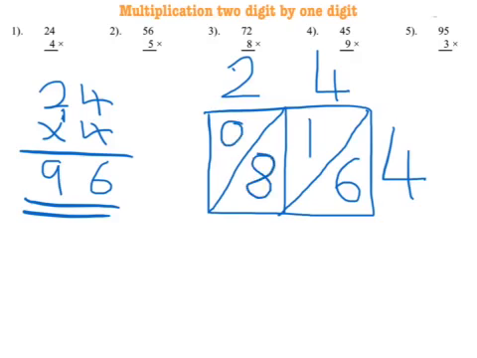Now comes the trick to this method. Now we have to add up these diagonal lines. Okay, so in this first one there's only a 6, so we've got 6, but in the next one we've got a 1 and an 8, so we need to add those together and we get 9. 96.